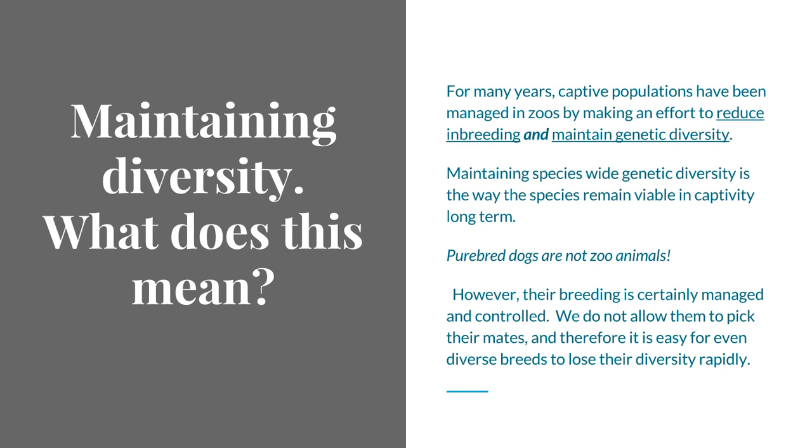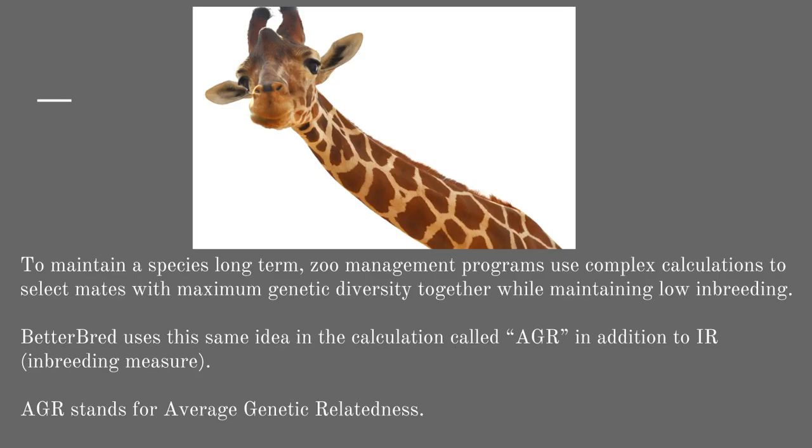Purebred dogs, though, they're not zoo animals, and we know that. However, their breeding is certainly managed and controlled. We don't allow them to pick their mates, and therefore it's very easy for even diverse breeds to lose their diversity rapidly. Say if everybody wants to use the same stud who won a very big specialty, it's very easy for breeds to become bottlenecked quickly.